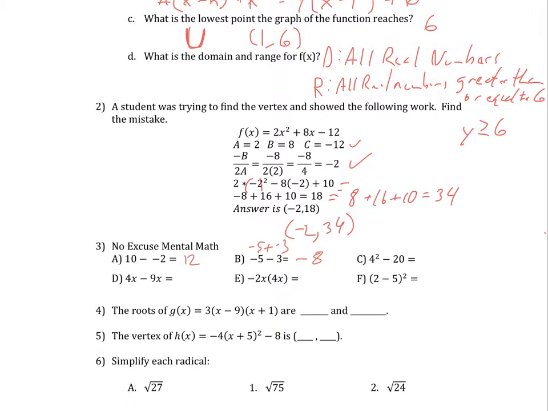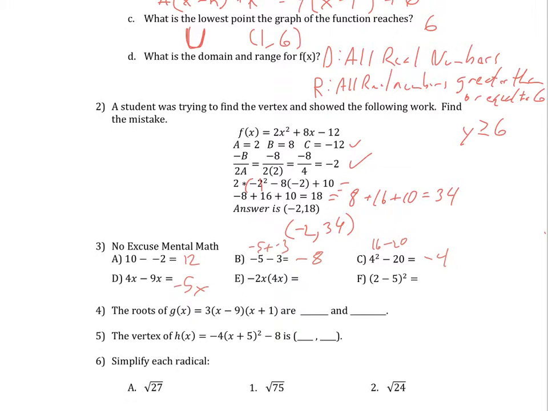Letter C, just wanted to remind you that squared comes first, so 4 squared is 16. And 16 minus 20 would be essentially the same thing as 20 minus 16, but it's got to come out to be negative 4. Letter D, I threw in some x's here, so 4x minus 9x would be negative 5x.